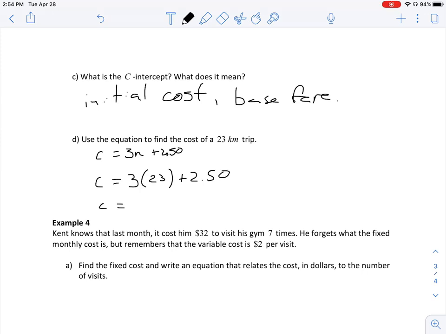We end up getting 3 times 23 plus 2.50, 71.50. So therefore, it costs $71.50 for 23 kilometers.